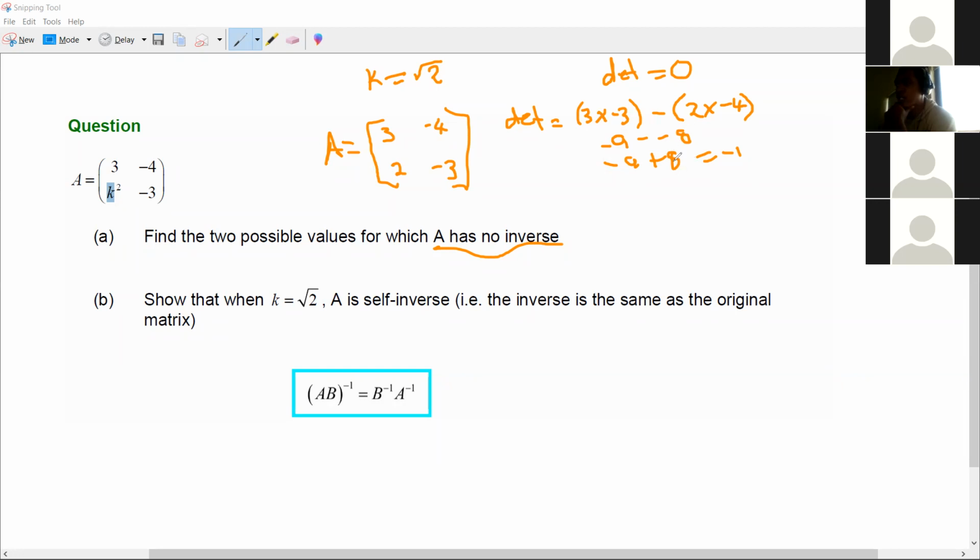A 9 somewhere here, so that we have a -9 plus 9, which will end up to a 0. That will make the matrix mean that there's no inverse for this matrix. Okay, so we substitute values for k that will fit the equation, to make it equal to 0.